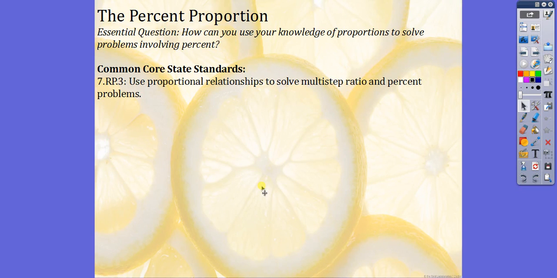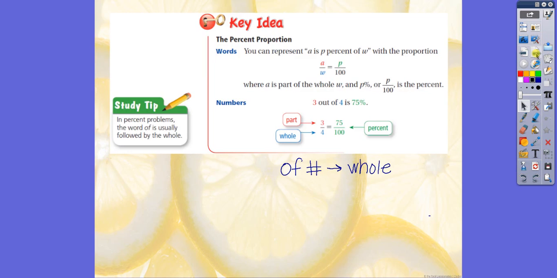Today we're going to take the next step with our study of percent and decimals, and we're going to look at the percent proportion, and you're going to see how you can use your knowledge of proportions from earlier this year to solve problems involving percent. So this is the percent proportion.